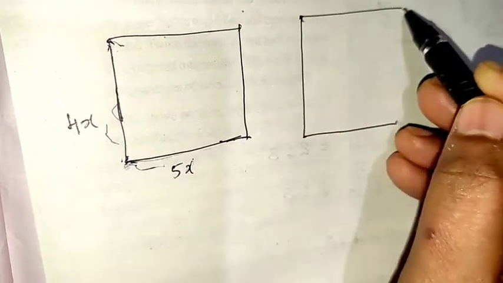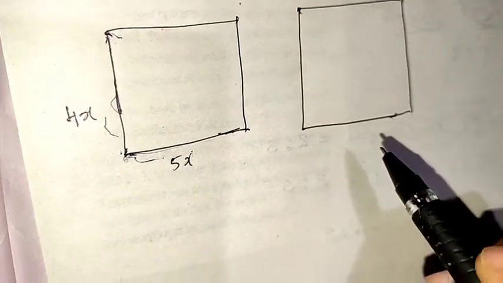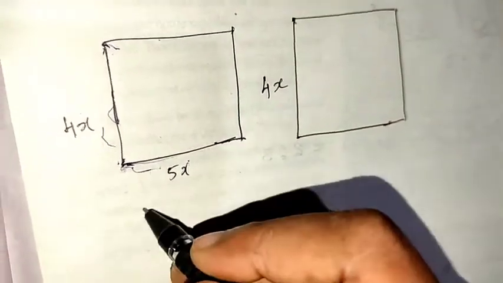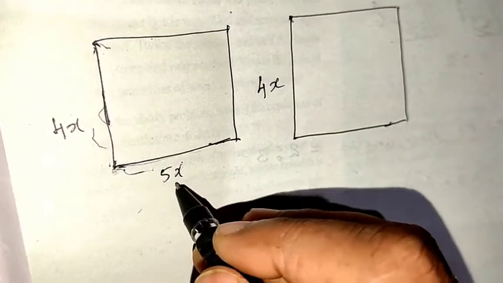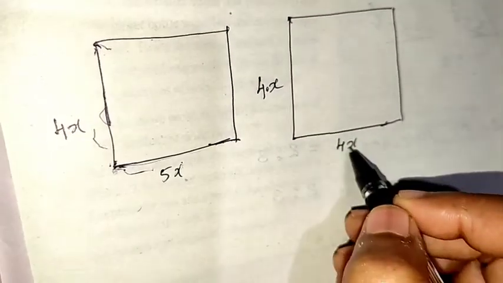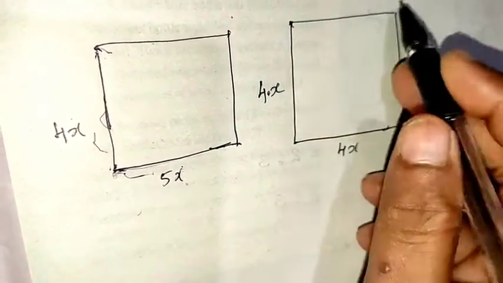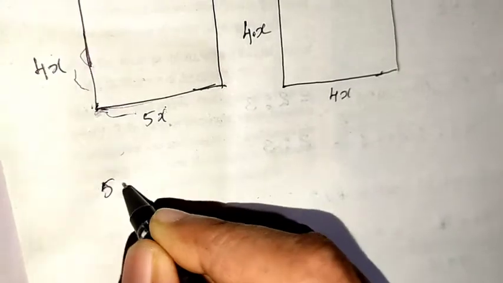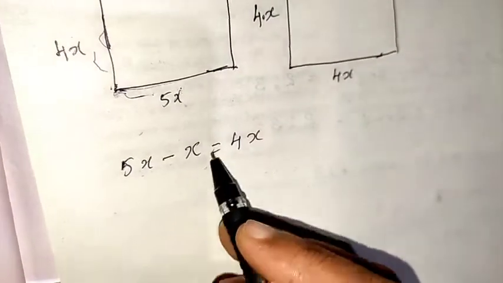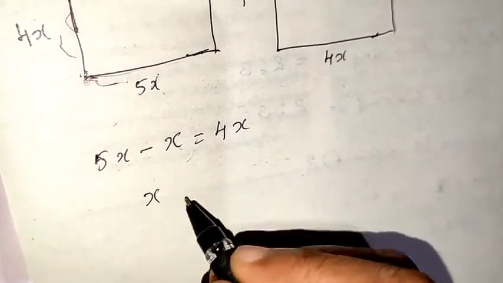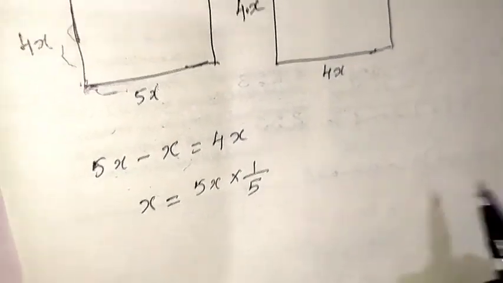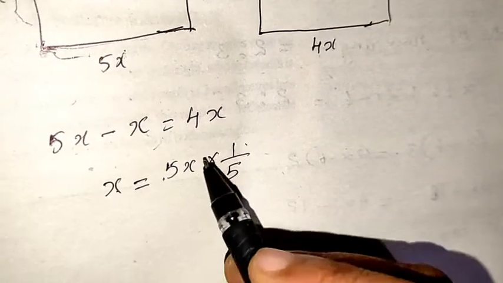For a square we know that all sides are equal, right? Then the smaller side has no change. For the larger side, how much should be subtracted from 5x to get 4x? Yes, we need 4x to make this a square. That means we need to subtract 5x minus x to get 4x. And what about this x? Yes, x is 1 by 5 of 5x.